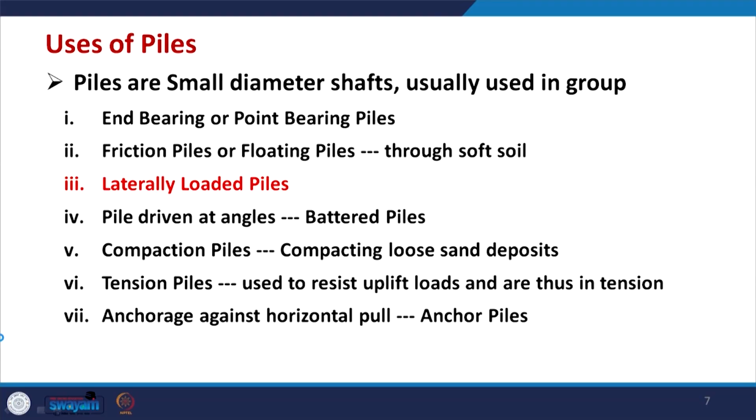Then you have the tension piles, which can be used to resist uplift loads and thus are in tension. Then we have anchorage against horizontal pull, and that is called anchor piles. So, these are the seven categories. There could be many more, and this grouping has been done according to the usage of the pile and how the load transfer mechanism takes place.